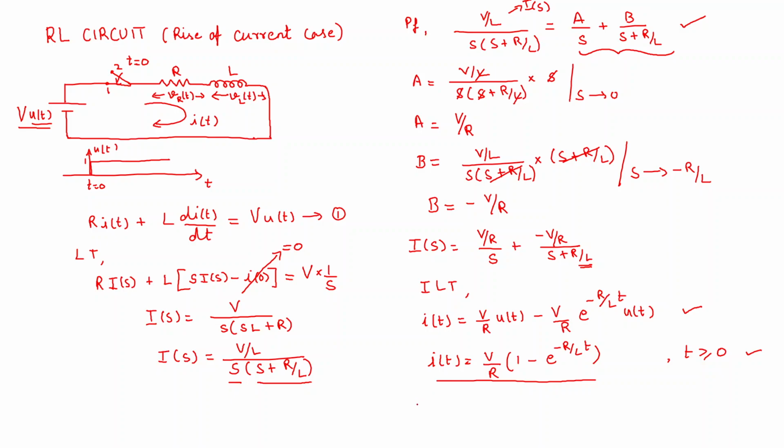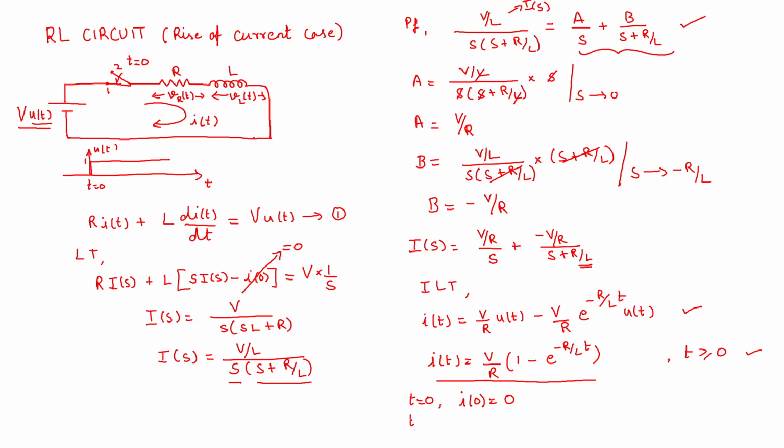Let us check what is the value of the current at time t is equal to 0. At time t is equal to 0, if I substitute 0 here, I of 0 is nothing but anything power 0 becomes 1, 1 minus 1 becomes 0, so I of 0 is equal to 0. So at time t is equal to 0, the current here is nothing but 0.